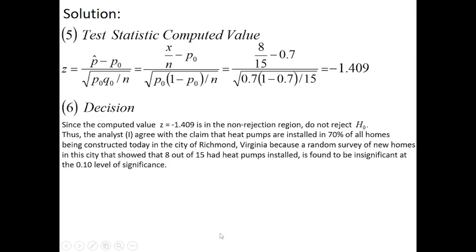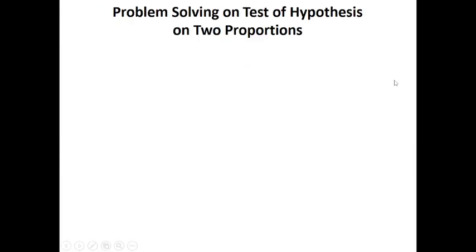So that will be our answer, our decision, that we will not reject H sub 0. That p equals 70% is accepted. Okay, so we now proceed with the second problem.